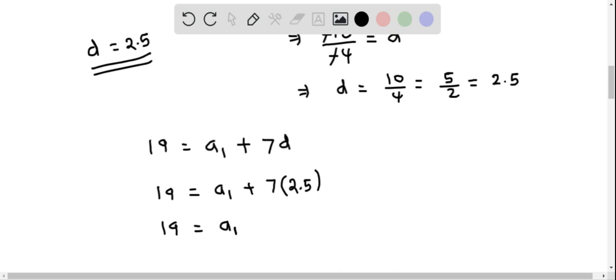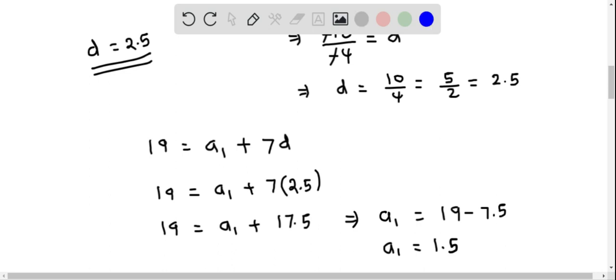So we get 19 equals a1 plus 7 times 2.5, and this equals 17.5. So we can now solve for a1 by subtracting 17.5 from both sides. So when you do that, we get a1 equals 19 minus 17.5. So this equals 1.5. So we have determined the first term of the arithmetic sequence, which is a1 equals 1.5.